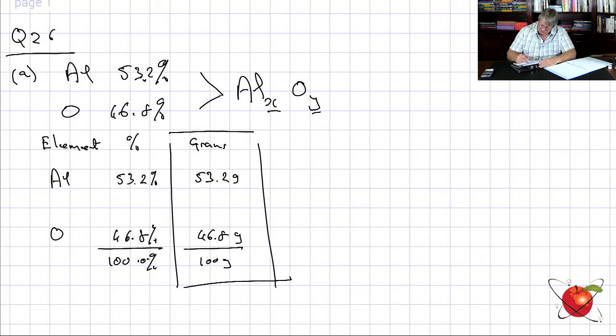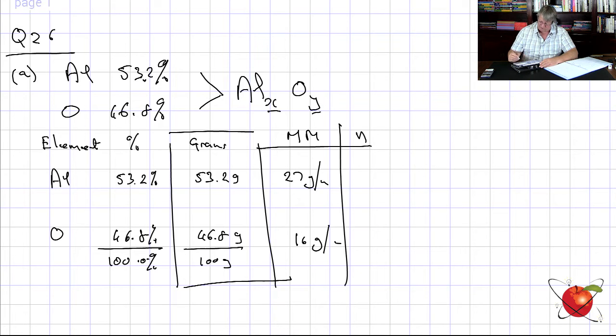The next thing we're going to work out is the molar mass. What is the molar mass of aluminium? It's 27 grams per mole. And oxygen is 16 grams per mole. And the next step is to work out, yep, you got it, number of moles as per usual. How do we get it? n is equal to mass over molecular mass, molar mass. I know I'm using those interchangeably at this point, but let's not bother about that too much.